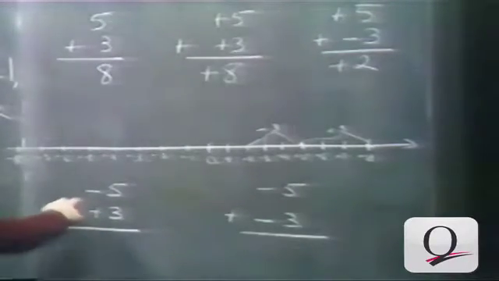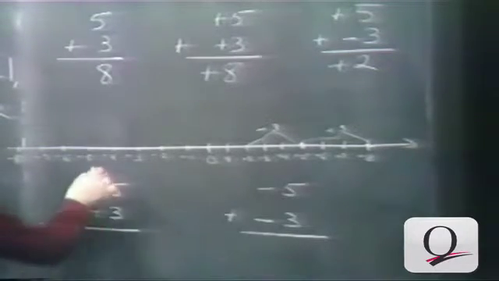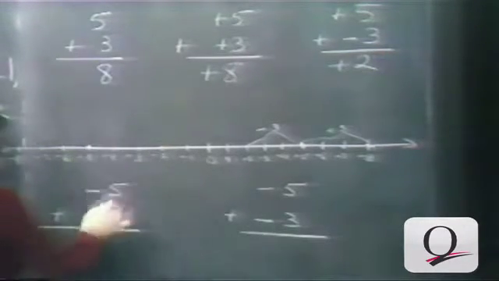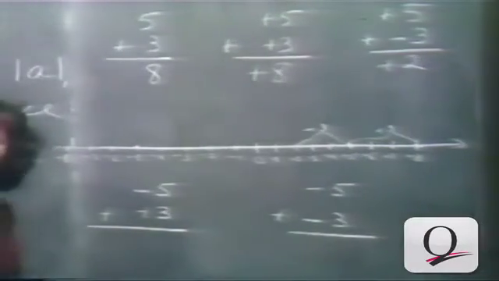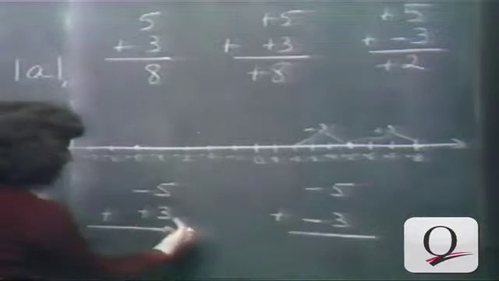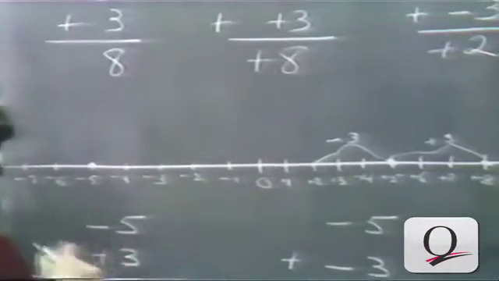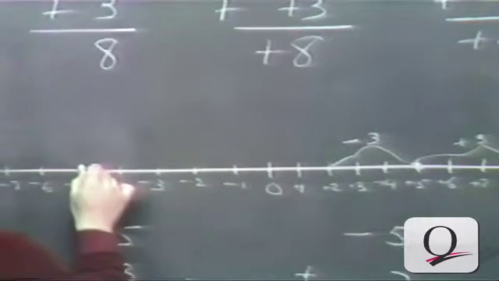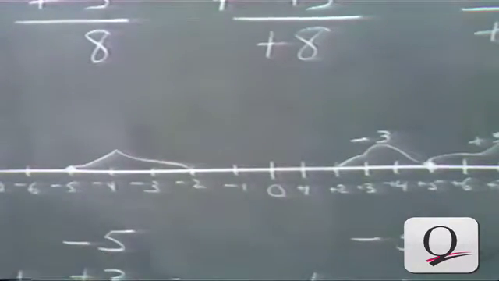Okay, at minus 5, we want to add a plus 3. We start at minus 5. Once again, if we're going to be adding a positive number, we must be moving 3 units, in this case, to the right. We must be moving to the right if we're adding a positive number. So we start at minus 5, we add a plus 3, that is, we move 3 units to the right, landing us here at minus 2.